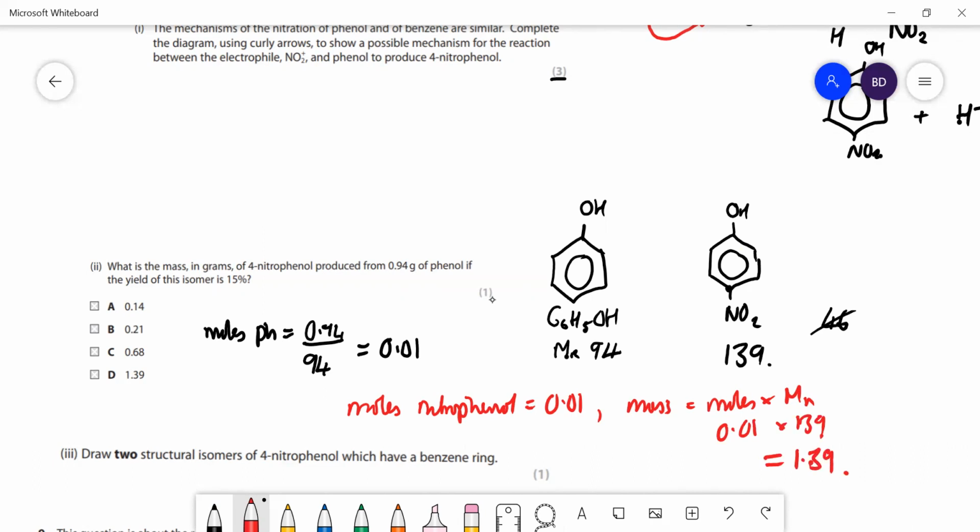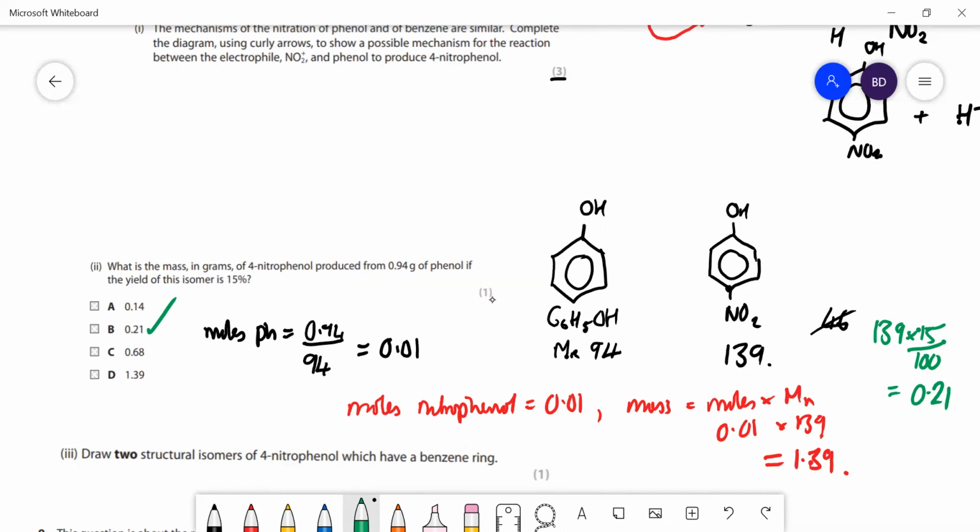But we only get a 15% yield. So with a 15% yield, we do 139 multiplied by 15 over 100. And that gives us 0.21 grams. So B is the answer.